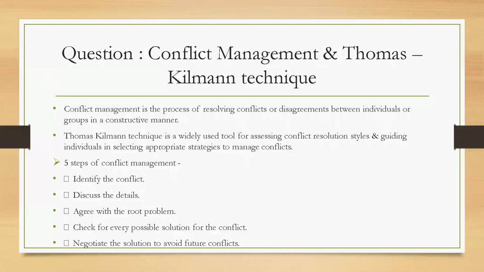Also, the Thomas Kilmann technique is like a graph where we manage conflicts based on five strategies. The five strategies that we have are avoid, accommodate, compromise, compete and collaborate. These are the five strategies in the Thomas Kilmann technique.